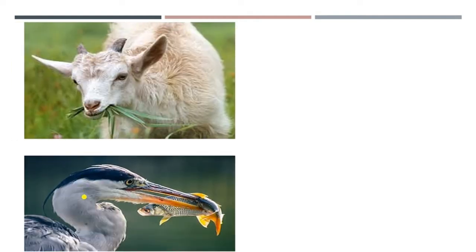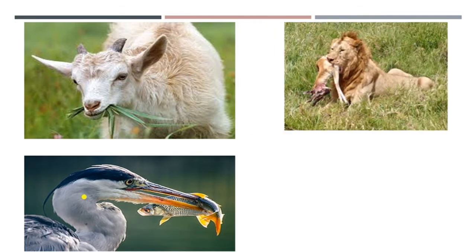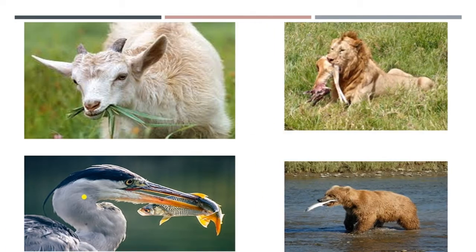Now let us look at another set of images. What is the one thing that is common in all these images? Yes, it is the food. All these organisms are consuming food. Why should organisms consume food? What substances are present in the food? How are they helpful to us? Let us get the answers by going into the lesson.